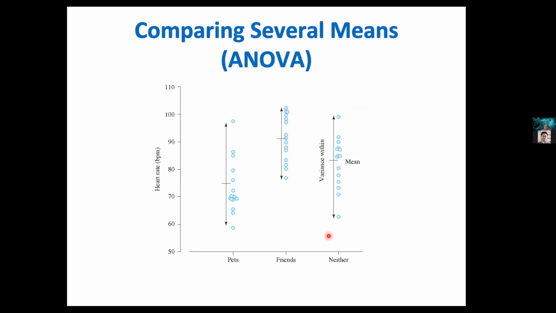ANOVA. ANOVA stands for analysis of variance. It determines if the means of the groups are different. It helps justify if sample results are applicable to populations. So basically, you're taking what you learned from a small sample population and applying it to an entire population.